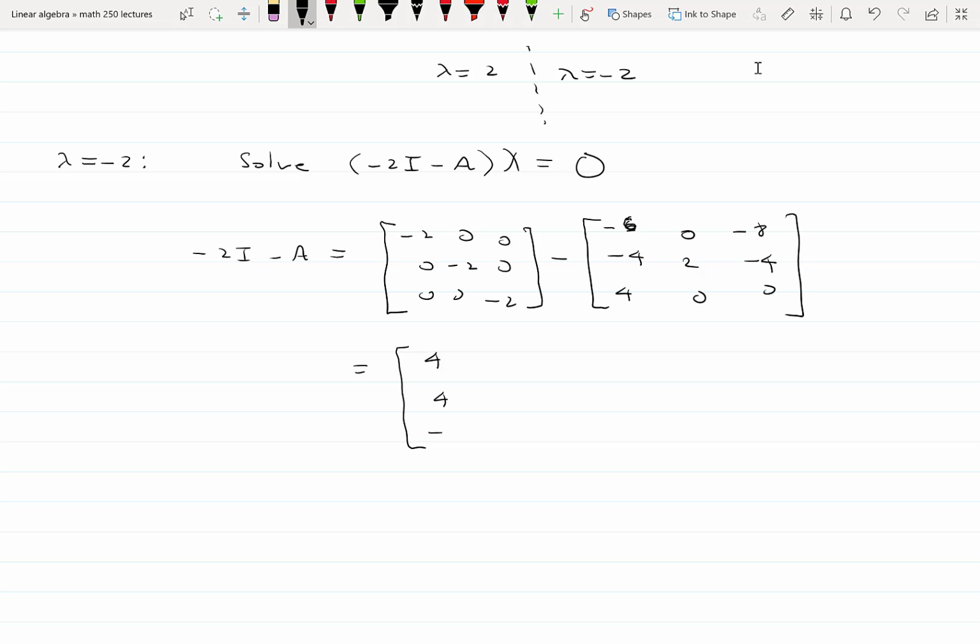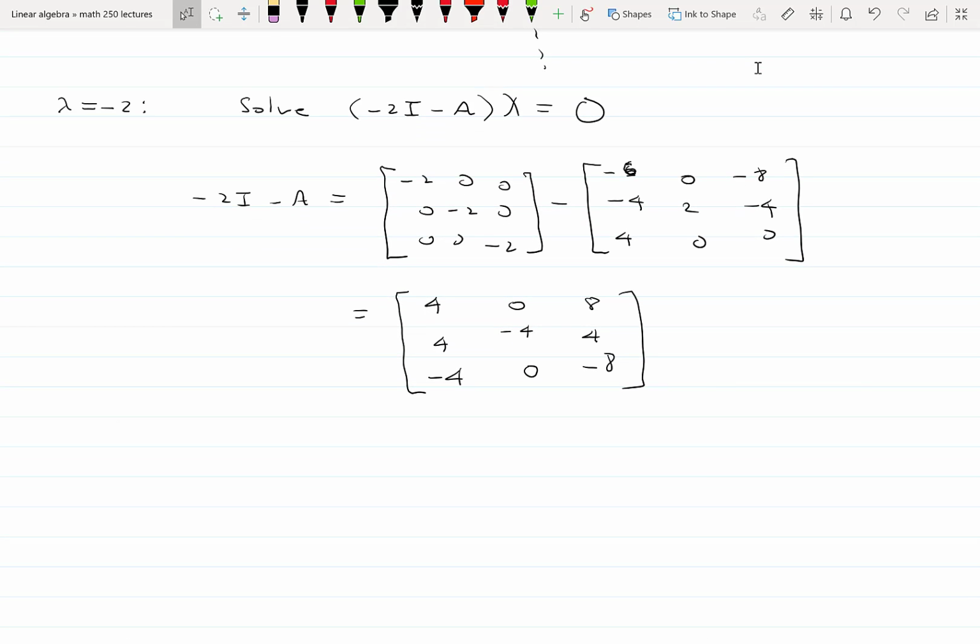So we end up with 4, 4, negative 4 for the first column. For the second column, we have 0, negative 4, and 0. For the third column, we have 8, 4, and negative 8. Okay, so there's our coefficient matrix to solve for the eigenvectors corresponding to the eigenvalue negative 2. Just taking a real quick look to make sure I didn't make any mistakes.